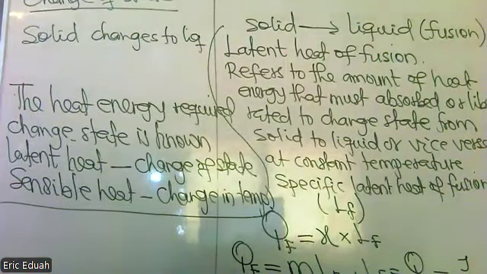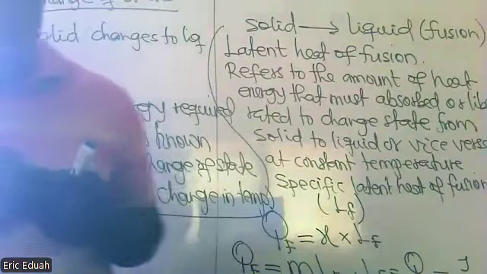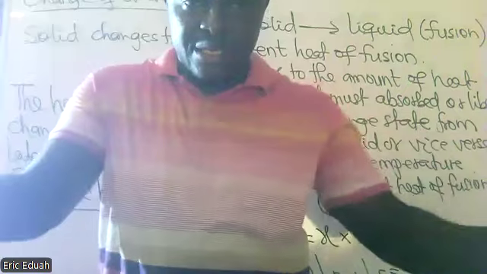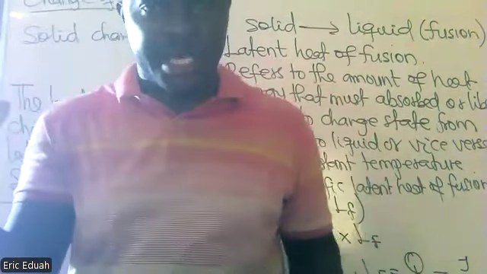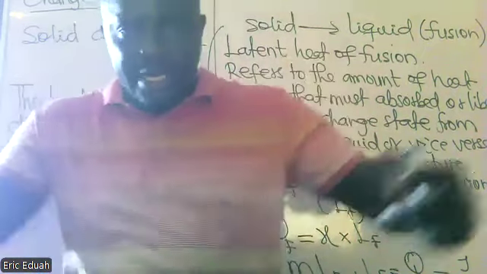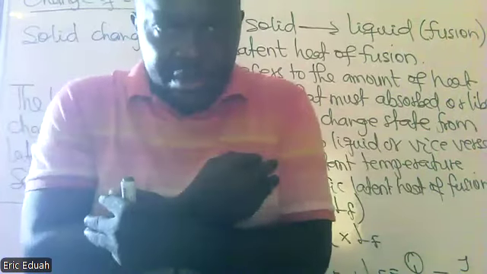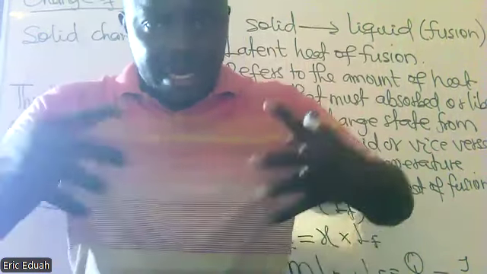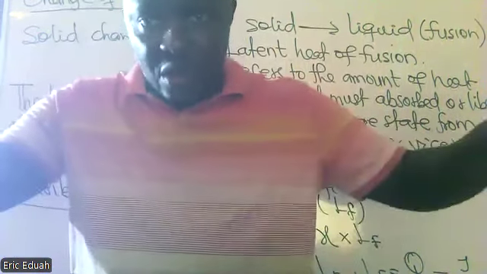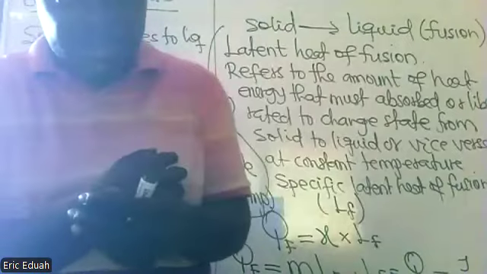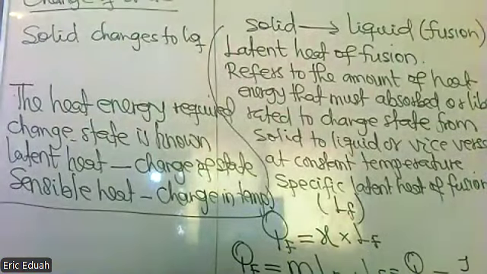So that same amount of heat energy must be released when the substance is changing from liquid to solid. When it's from solid to liquid, that heat energy must be absorbed. When it is changing from liquid to solid, that quantity of heat energy must be given out or liberated. So it absorbs the same energy one way, and when it is the other way around, it releases the same amount of heat energy.